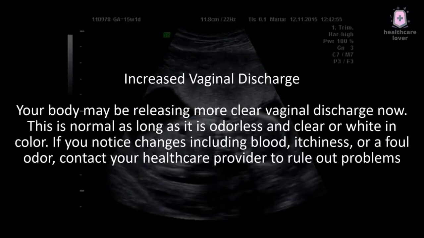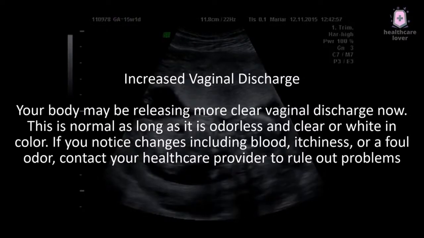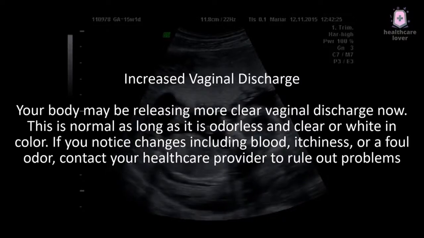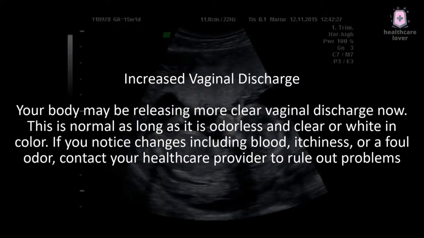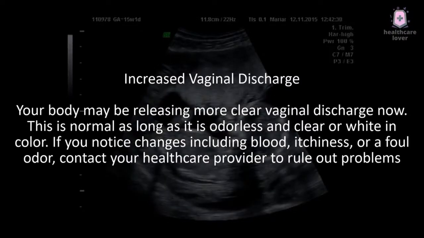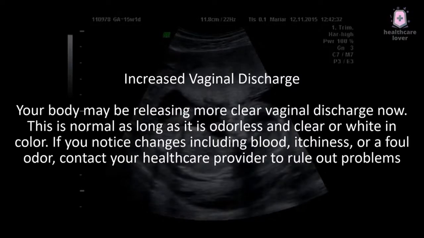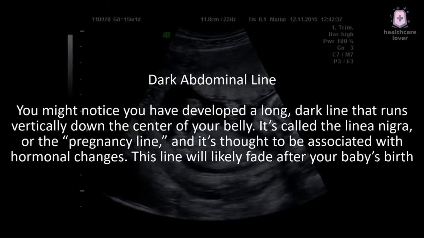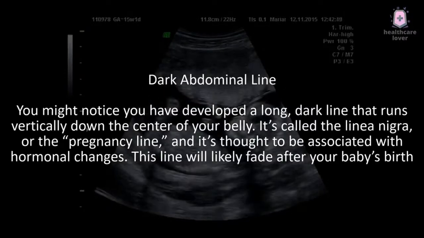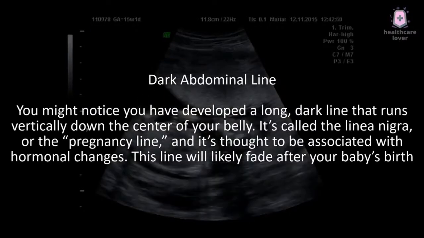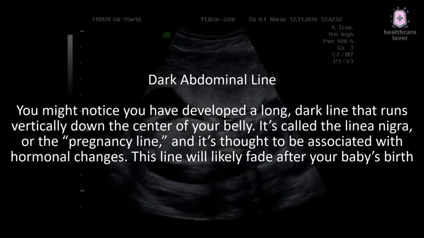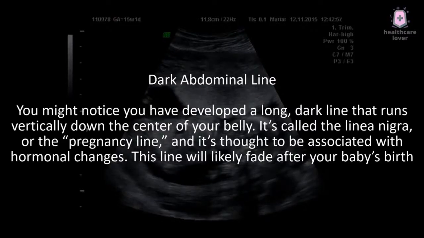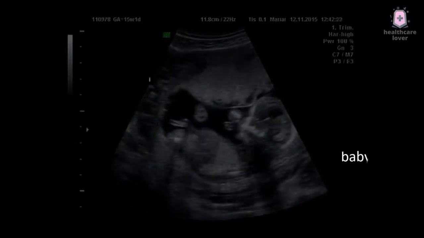Increased vaginal discharge. Your body may be releasing more clear vaginal discharge now. This is normal as long as it is odorless and clear or white in color. If you notice changes including blood, itchiness, or a foul odor, contact your healthcare provider to rule out problems. Dark abdominal line. You might notice you have developed a long, dark line that runs vertically down the center of your belly. It's called the linea nigra, or the pregnancy line, and it's thought to be associated with hormonal changes. This line will likely fade after your baby's birth.